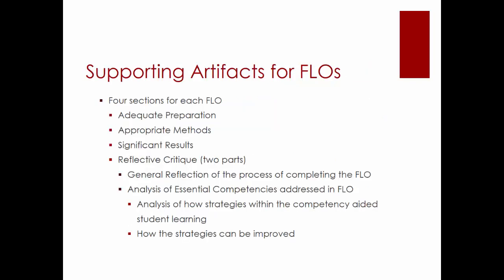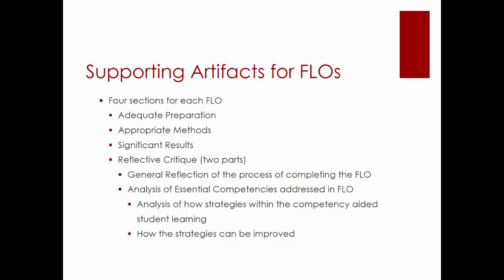The third element of the portfolio is the supporting artifacts for each faculty learning outcome. Each FLO has 4 sections that are assessed separately. The first section is the adequate preparation section, which is the candidate's description of what he or she did to prepare to do the work of the FLO. The second section is the appropriate methods section, which describes the teaching, librarian, or counseling strategies the candidate used when implementing the project or intervention with students.